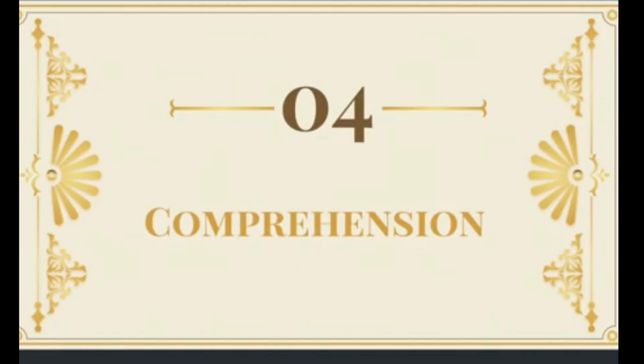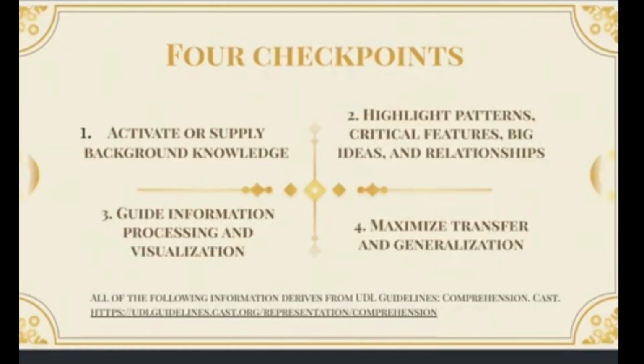Alright, so number 4 is comprehension. There are 4 checkpoints. 1 is to activate or supply background knowledge. 2 is to highlight patterns, critical features, big ideas, and relationships. 3rd is guide information processing and visualization. And 4th is maximize transfer and generalization.